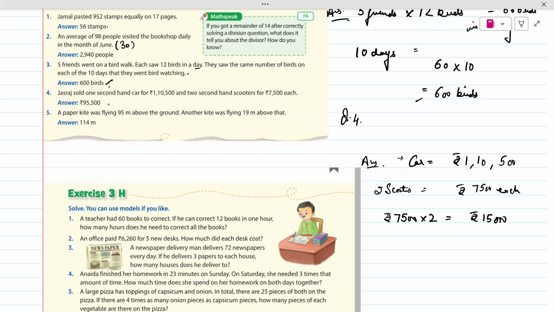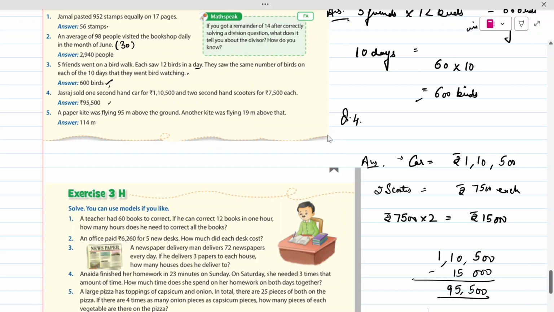Now the answer is 95,500, which is nothing but the difference of these two numbers. If you subtract these two numbers, you will get 95,500. So what does that mean? What we have to find out according to the question.